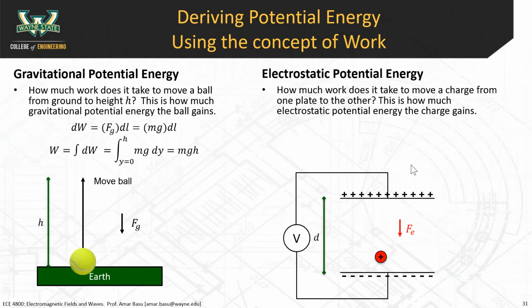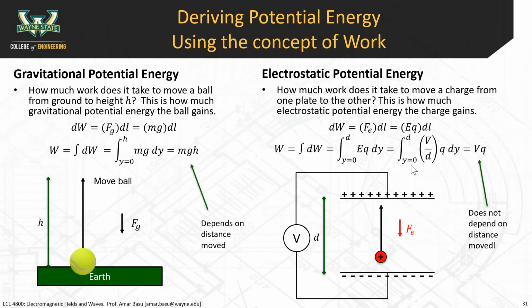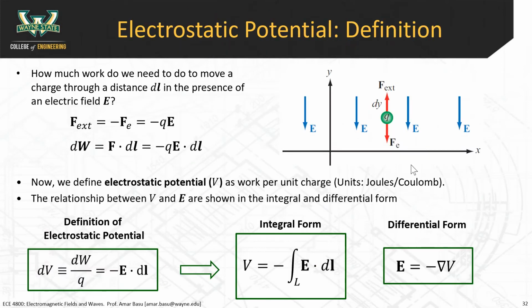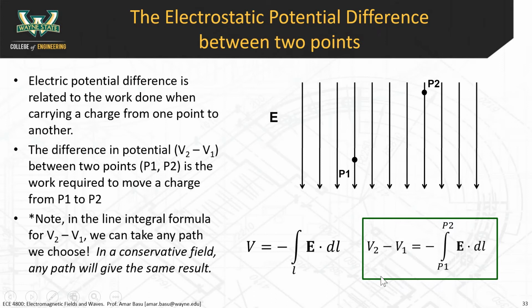What we found is that the potential energy of the mechanical system is mgh. This is where you have a ball at some height above the surface of the Earth. And then in the electrostatic system, the work is equal to the voltage times the amount of charge. We got into the definition of what electrostatic potential is, and there's a differential form that you saw down here and an integral form. And then we got into the electrostatic potential difference between 2 points.